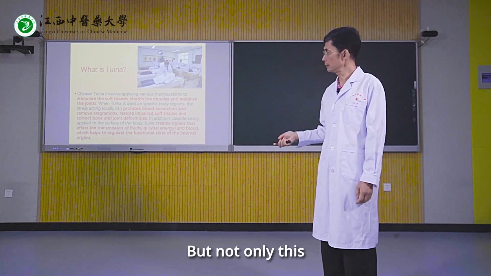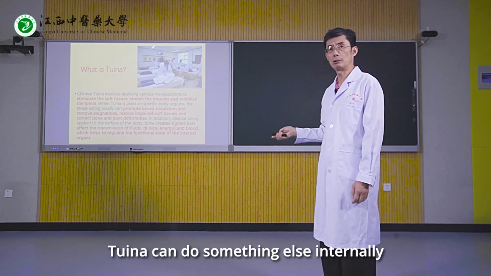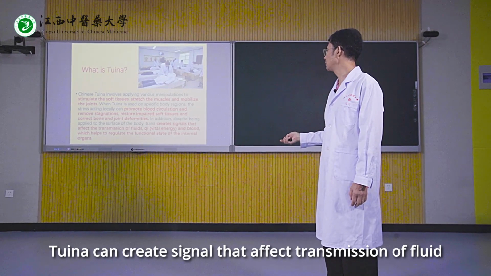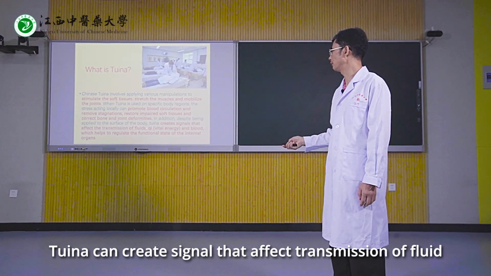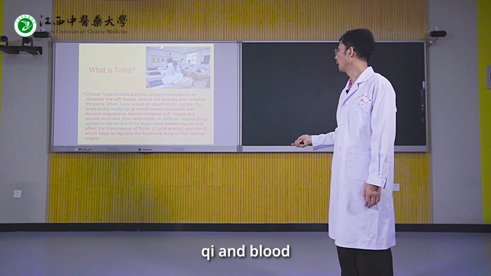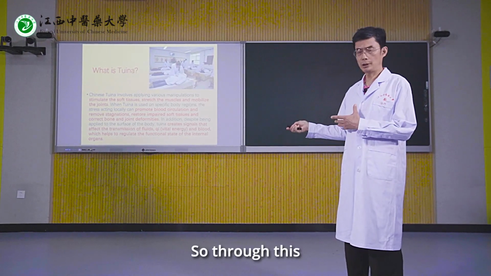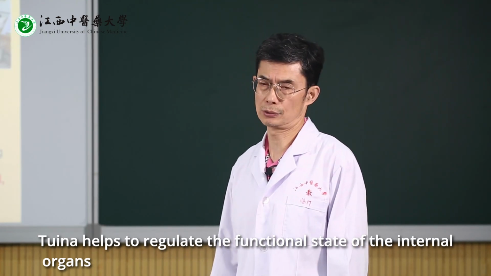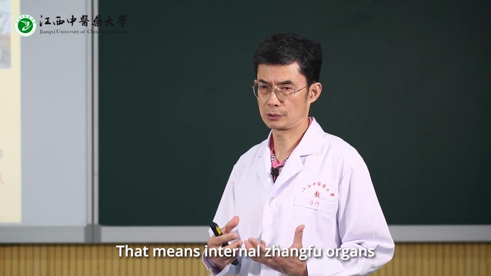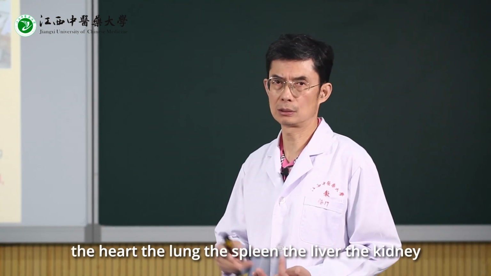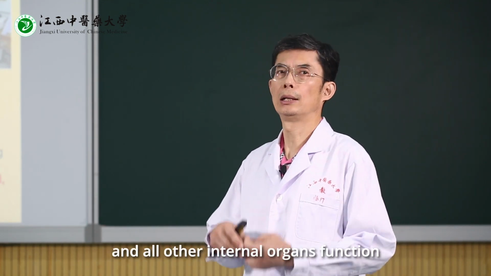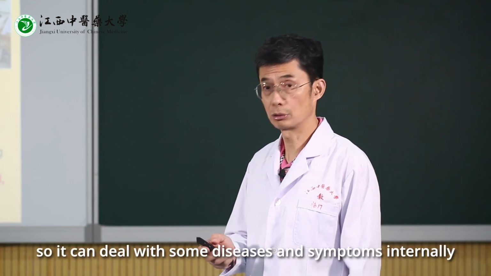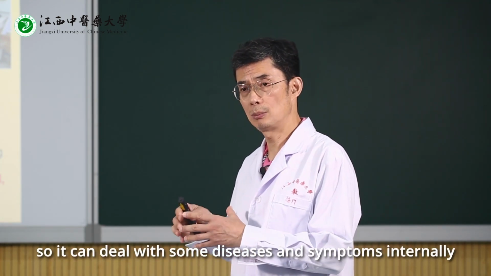But not only this, trainer can do something else internally. For example, trainer can create signals that affect the transmission of fluid, qi, and blood. Through this, trainer helps to regulate the functional state of the internal organs. That means the internal Zangfu organs: the heart, the lung, the spleen, the liver, the kidney, and all other internal organs. It can regulate their function, so it can deal with some diseases and symptoms internally.